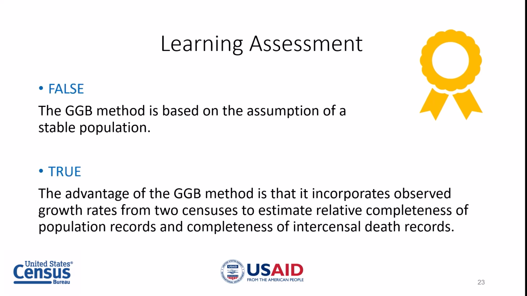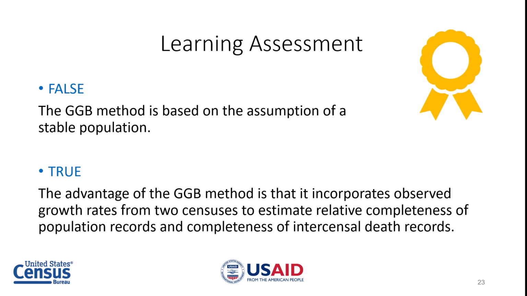Here are the answers for the previous questions. First statement, the GGB method is based on the assumption of a stable population, is false. There are no assumptions about how long a population has observed the same birth, death, and growth rates. The assumptions of the GGB method are: reporting of ages in census data is reasonably accurate. Recording of deaths and population does not vary with age. Deaths, as recorded, have the same age pattern as did deaths during the entire intercensal period, and the population is closed or little affected by migration.